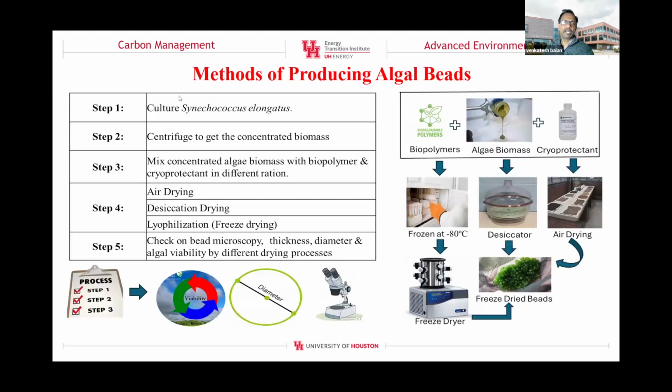So we are testing that right now. This is an ongoing USDA grant in our lab. We are trying to evaluate how to combine algae with various biopolymers and cryoprotectants. We want to eventually freeze dry them, desiccate them, and air dry them, and produce a freeze dried or air dried algal biomass pellet that can be combined with a chemical fertilizer and used in the field. So we are measuring the viability, the diameter, and other properties using this method.